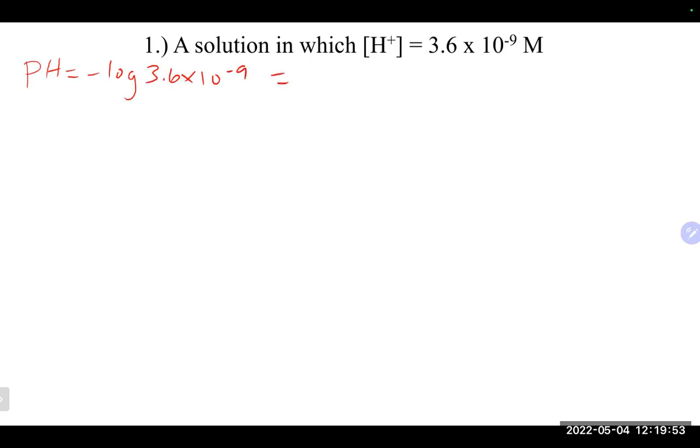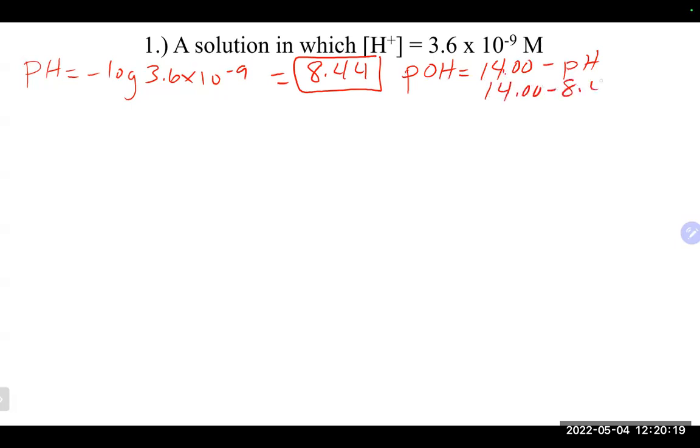That is going to give me a pH here of, call it, 8.44. Now that I have the pH, I can get the pOH by simply taking 14 minus it. That would give me 14 minus 8.44, which would give me a pOH of 5.56.